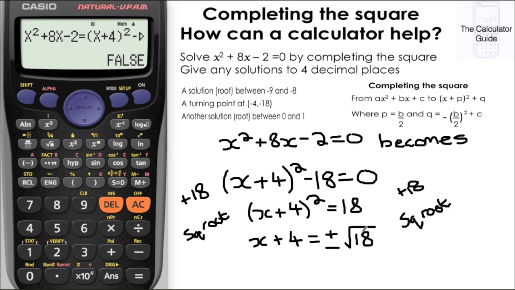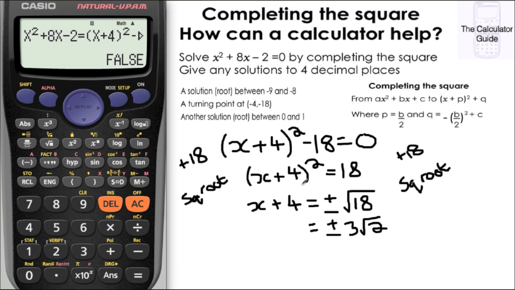Now what I'm going to do here is simplify the square root of 18, and I'm just going to rewrite that as 3 root 2. So it's just simplifying the surd there. Just write in again x plus 4. Now I want a solution where we just have x equals, so I'm going to subtract 4 from both sides. So on the left hand side I've just got x equals, and then I've got minus 4 plus or minus 3 square root 2.